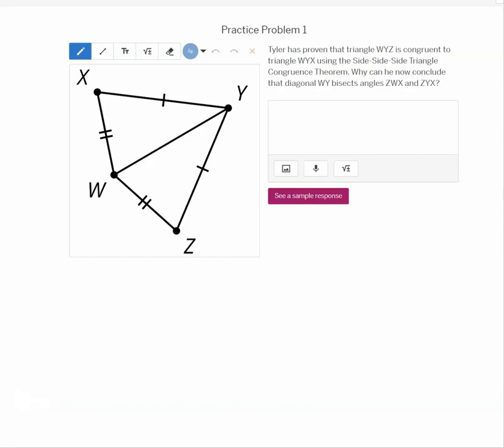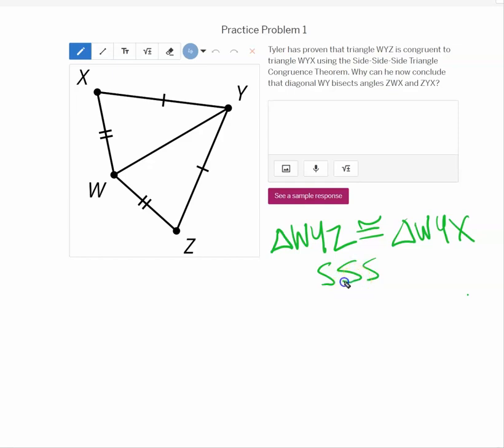These are the practice problems from Unit 2, Lesson 10. This first one is really similar to the one from Unit 2, Lesson 9. It tells us that Tyler has proven that triangle WYZ is congruent to triangle WYX. And it says that he used the side, side, side triangle theorem to prove this.